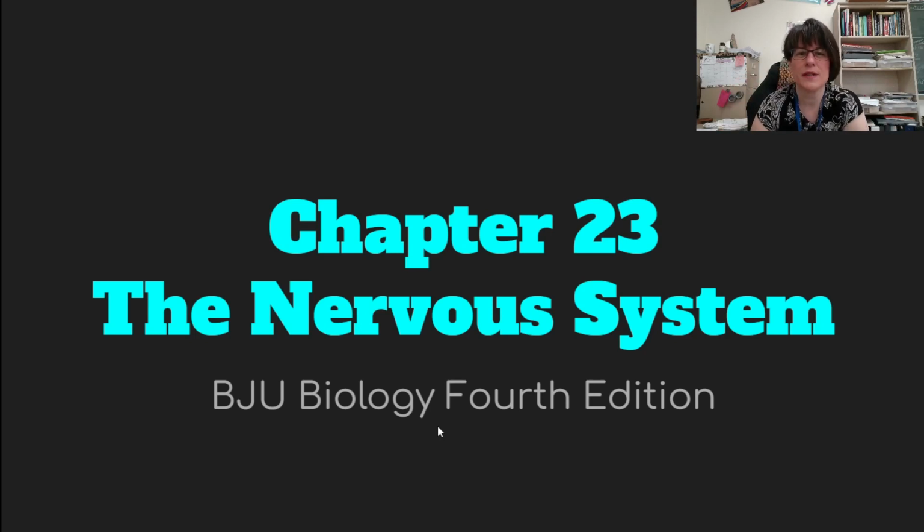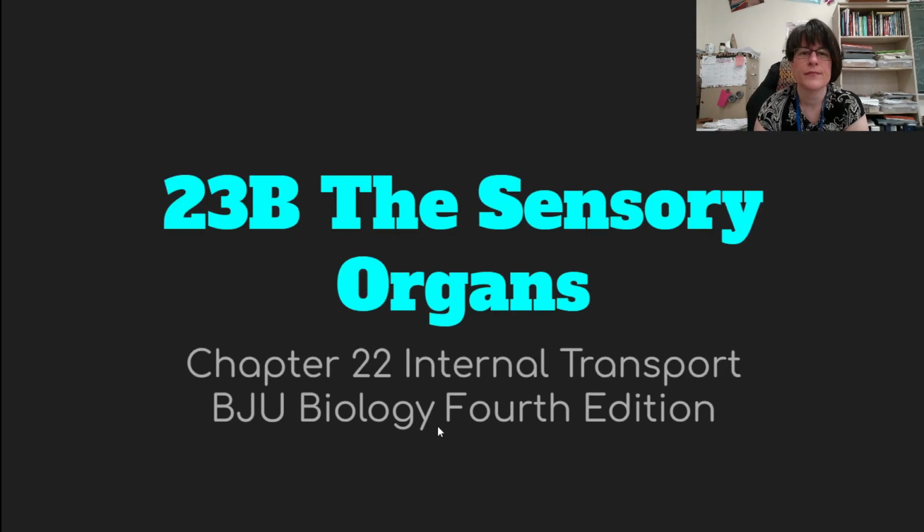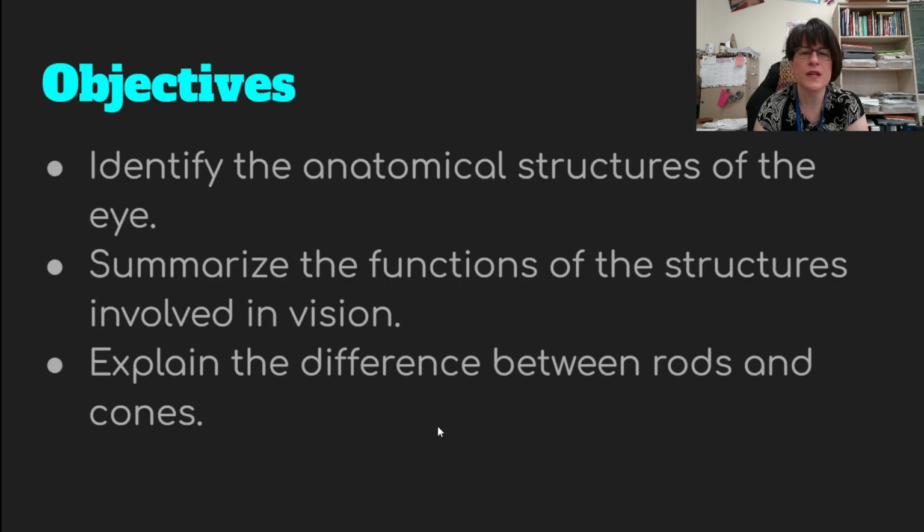We are studying Chapter 23, the Nervous System, from BJU Biology's 4th edition. And today is the last video for this chapter, so you should begin studying for your test. We've been taking a look at Section 23B on the sensory organs. Our objectives for this video are to identify the anatomical structures of the eye, summarize the functions of the structures involved in vision, and explain the difference between rods and cones.